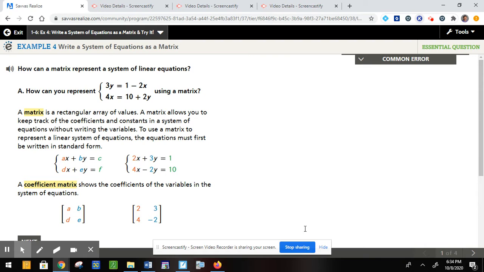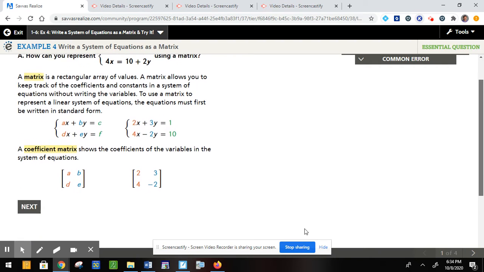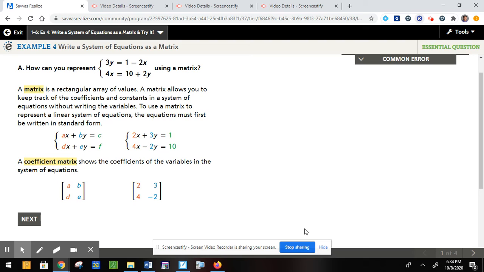The first thing you would need to do is get the equations into standard form. So notice how 3y equals 1 minus 2x ends up being 2x plus 3y equals 1, right? And then same thing with 4x equals 10 plus 2y, 4x minus 2y equals 10. Again, they need to be in standard form, where you've got the x's lined up, the y's lined up, and then the constants on the other side of the equal sign. The coefficient matrix is a matrix of the coefficients.